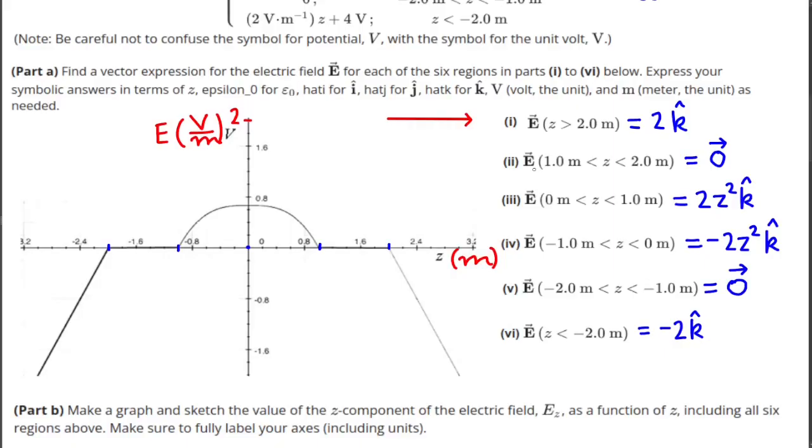And the electric field is 0 between 1 and 2 meters. And from 0 to 1 meter it's parabolic, and at z equals 1, the electric field is 2 volts per meter. So it looks something like this. And from minus 1 to 0 meters, the electric field is parabolic, and it's equal to minus 2 when z is equal to minus 1 meter. So it looks something like this. And from minus 2 to minus 1 meter, the electric field is 0, and where z is less than minus 2 meters, the electric field is minus 2 volts per meter.